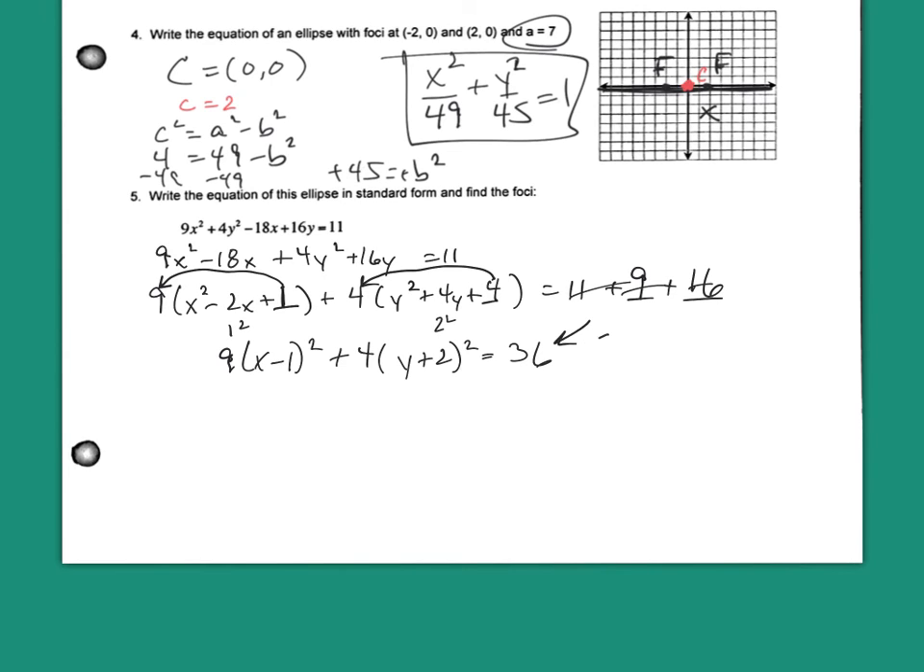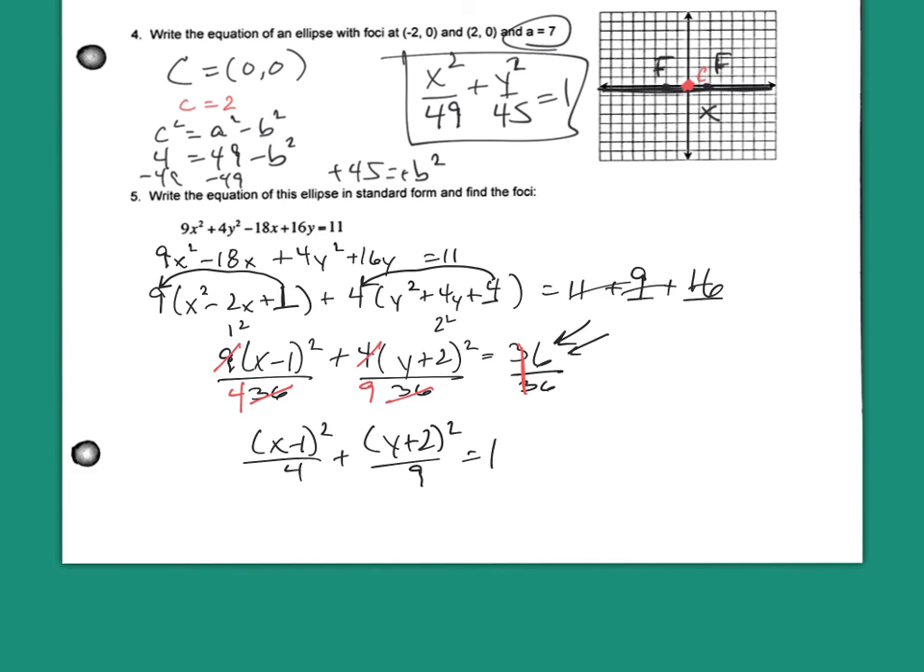Now, this number is in charge. We want this to equal a 1, so we have to go backwards now and divide everything by 36. When you divide, actually do the division upside down. Think about 36 divided by 9 and put the number in the bottom. 36 divided by 4, put that number in the bottom, and this, of course, will be a 1. We want these to have a denominator. So x minus 1 quantity squared over 4 plus y plus 2 quantity squared over 9 is equal to 1.